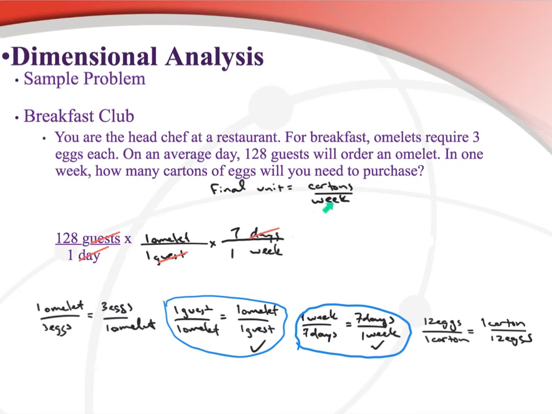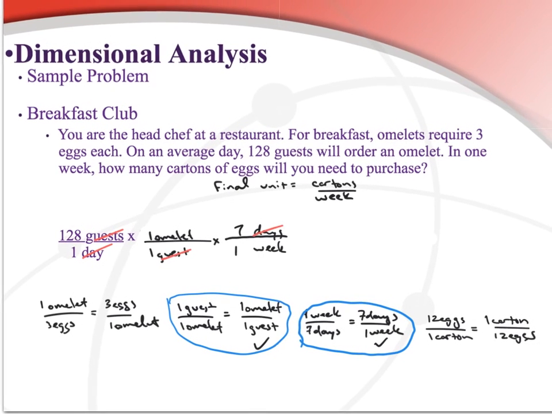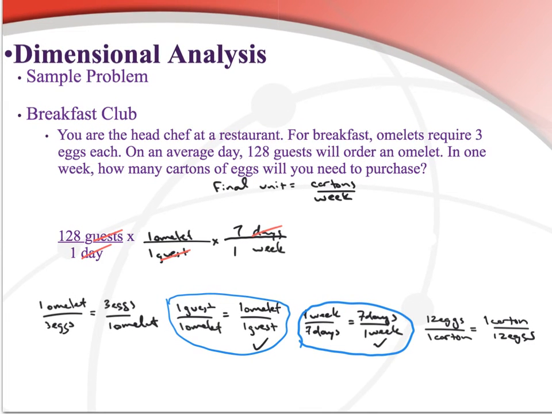This unit's already correct. And notice we're trying to get to cartons per week. So I already have weeks on the bottom. I don't need to do anything else to that. Now I need to get rid of omelets and eventually wind up at cartons. So let's look for one that's got omelets on the top of our remaining 4. It's going to be this one right here. Okay, so we'll go ahead and give that one a check mark. So we want that one.